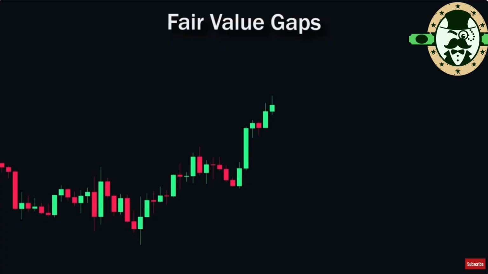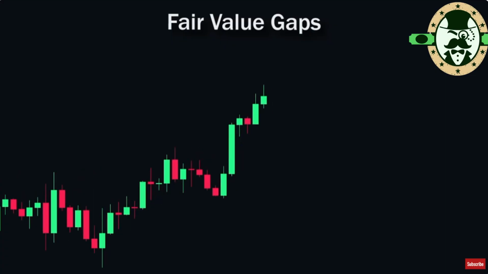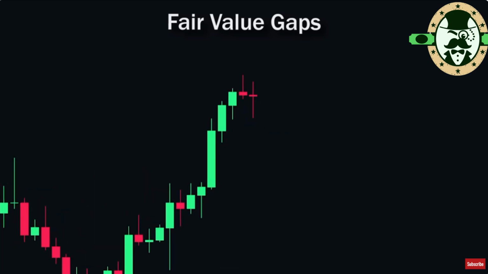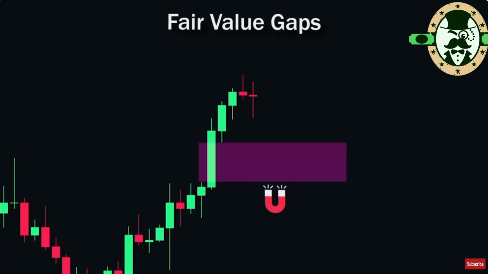Strategy number 5 is fair value gaps. A fair value gap occurs when a candle forms a significant gap due to an imbalance of buying or selling. To find a fair value gap, identify a candle with a large body. Then draw a rectangle over the gap between the previous candle's wick and the next candle's wick. This level often acts as a magnet where price may revisit before continuing its movement.